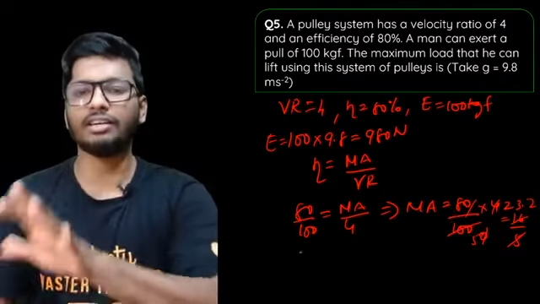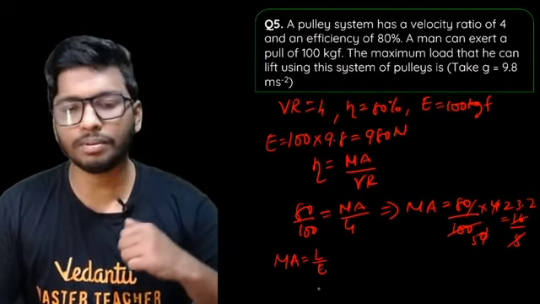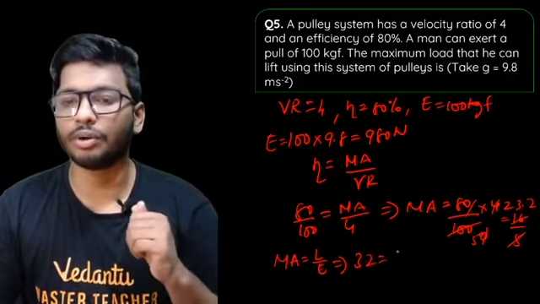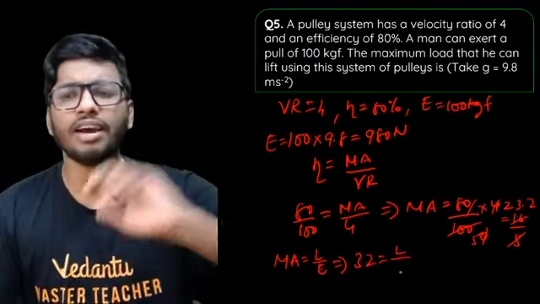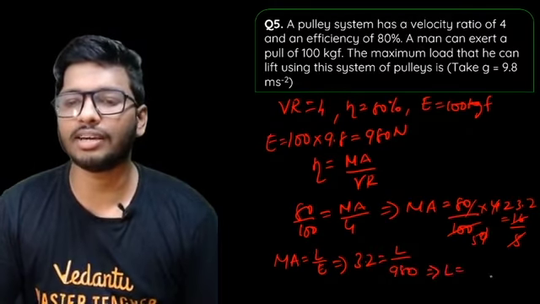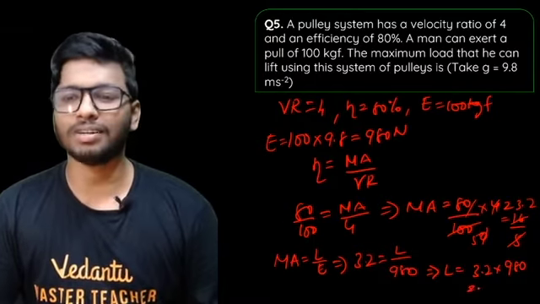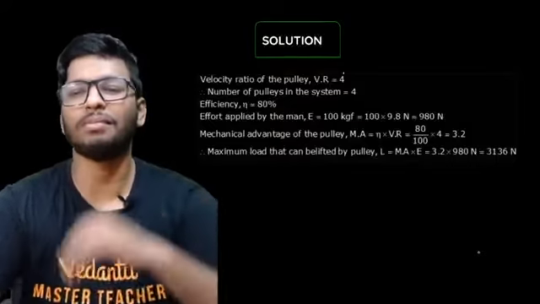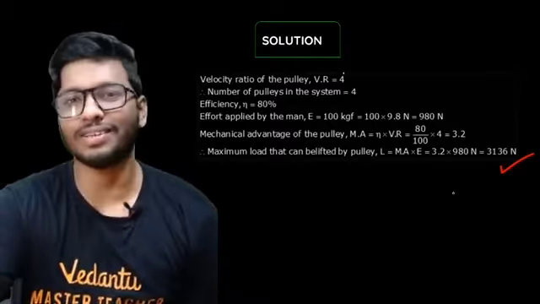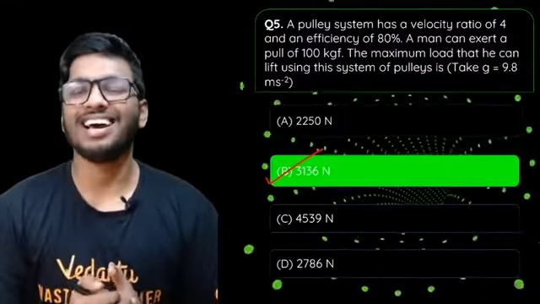So now that we found out the mechanical advantage, it is equal to what? Load by effort. Very simple. So substitute the values. Mechanical advantage you got as 3.2. Load you do not know, so keep it as L itself. Effort is 980 Newton. So load would be equal to 3.2 into 980. As simple as that. Multiply this and you'll get the answer as 3136 Newton. So the answer to this question, guys, would be option number B, which is 3136 Newton. As simple as that.